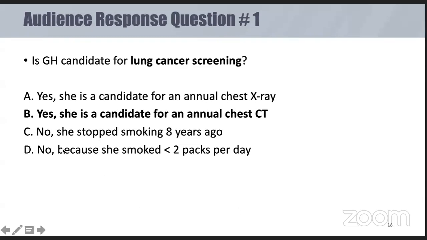C is not the right answer, because based on the criteria from the trial and the recommendation, if patients quit less than 15 years ago, we need to include them in the screening, and the amount of fallback also is not applicable for this patient.